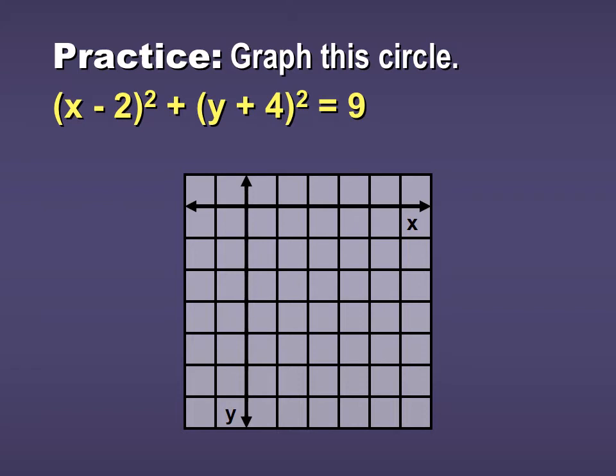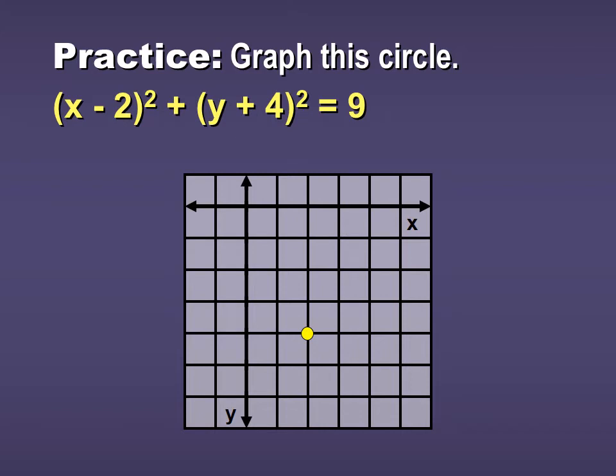So the first thing we want to figure out is our center. Where is the center of the circle? Well, we know that we have an h value and a k value, which means our center is at 2, negative 4. So we're going to go to 2, negative 4, and that's going to be the center of our circle.